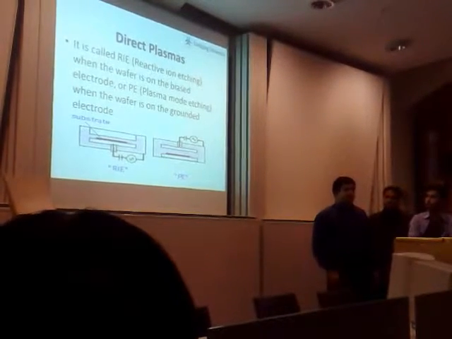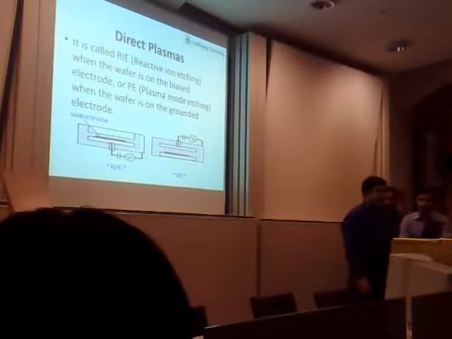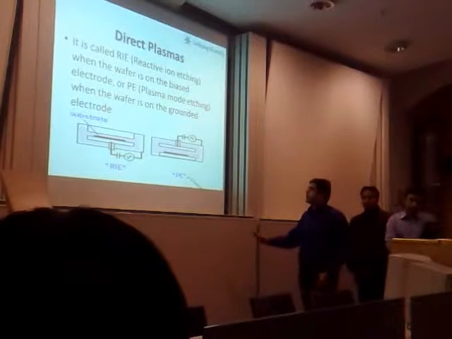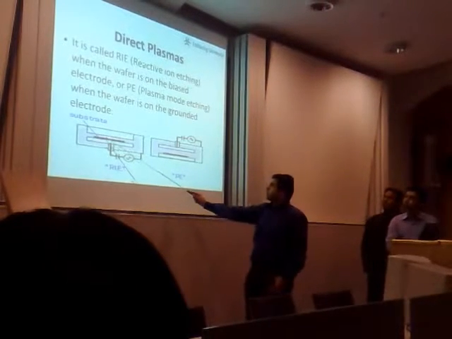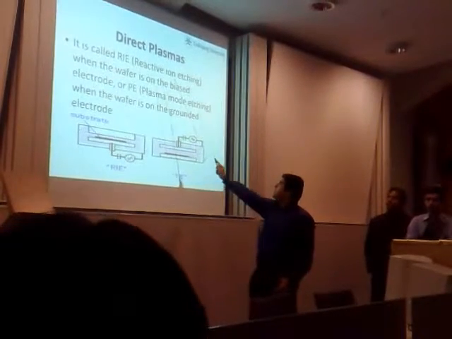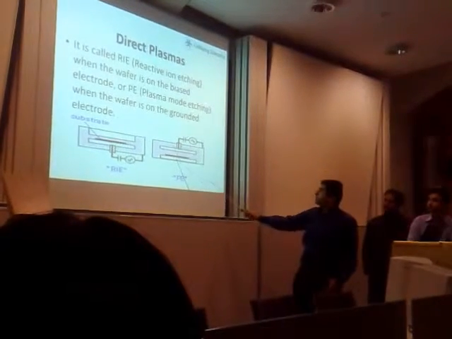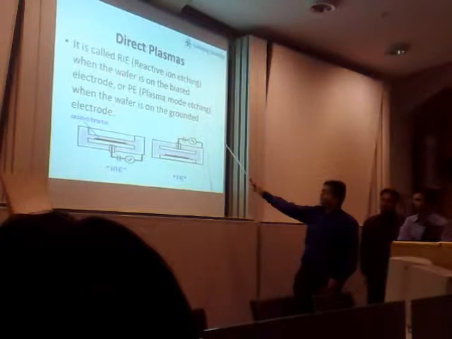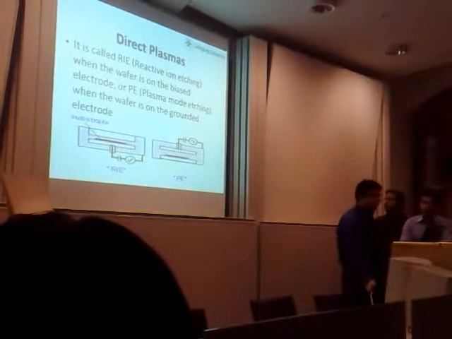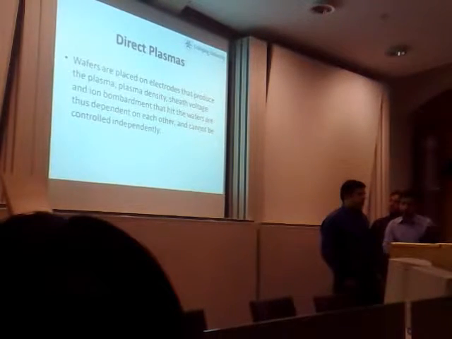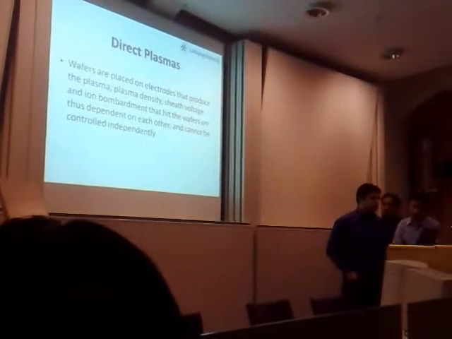Direct plasma. It is called RIE, reactive ion etching, when the wafer is on the bias electrode, and plasma mode etching when the wafer is on the grounded electrode. This is the bias electrode. The wafer is placed on the bias electrode, so it is called reactive ion etching. The wafer is placed on the grounded electrode, so it is called plasma mode etching. Wafers are placed on electrodes that produce the plasma.